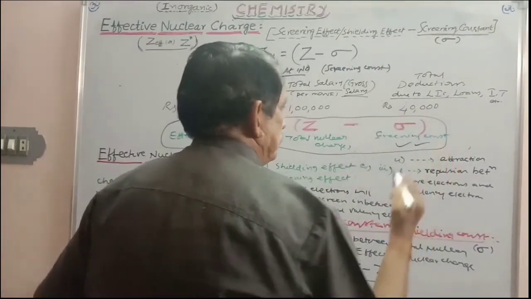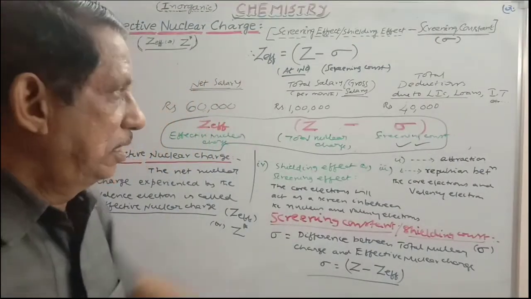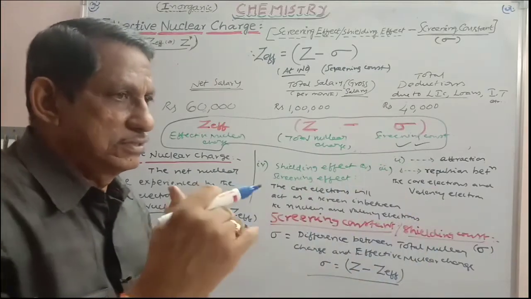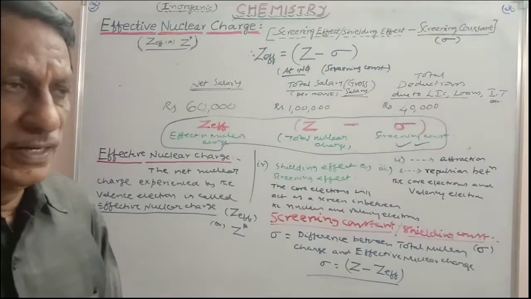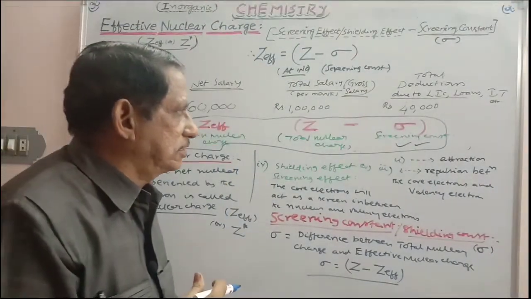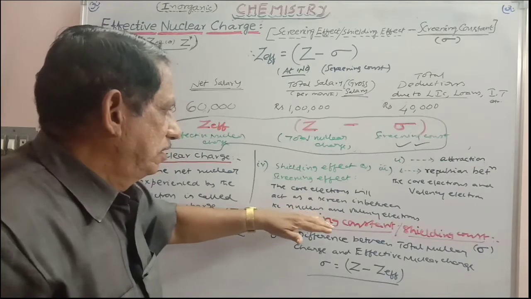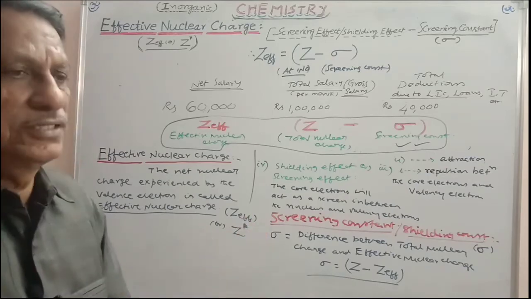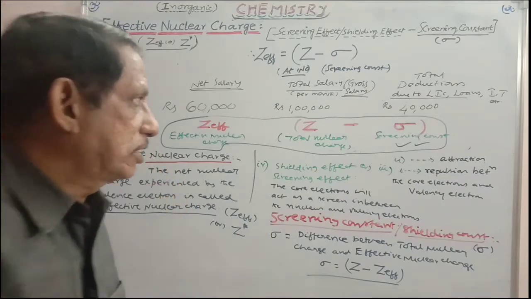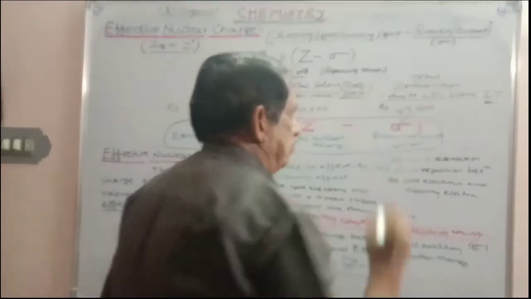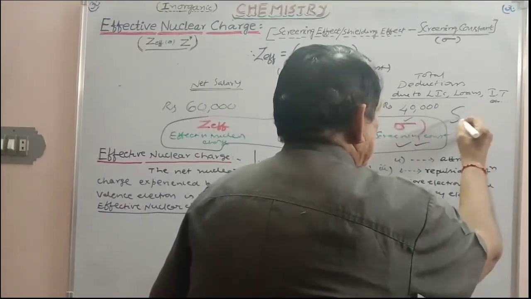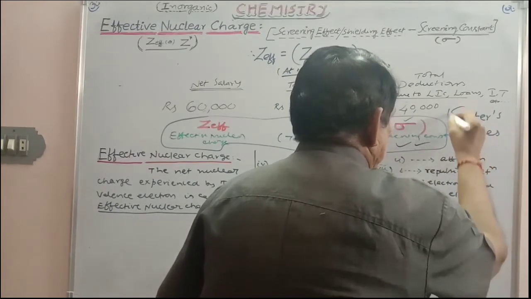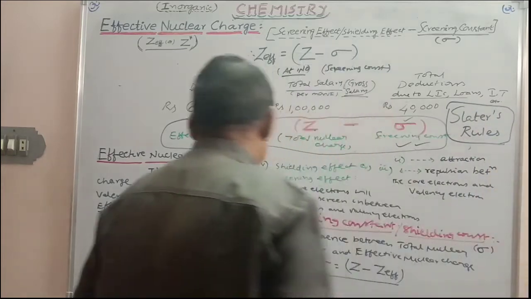First of all, you have to calculate this. If you want to calculate the screening constant, it depends upon the repulsive forces between the core electrons and the valence electron, the distance between the nucleus and the valence electron, and also the screening or shielding effect. Based on this, you have to calculate the sigma value. To calculate the sigma value for the electron, certain rules are developed, and those rules are called Slater rules.